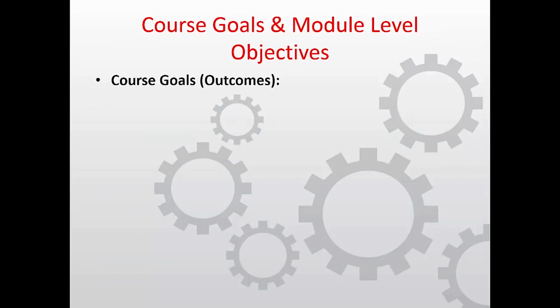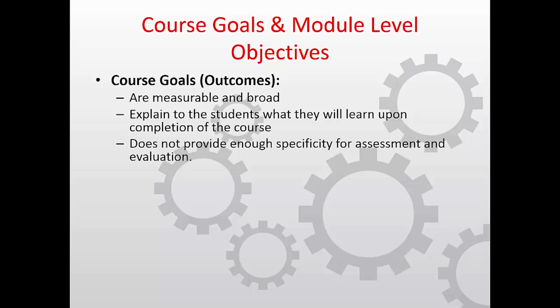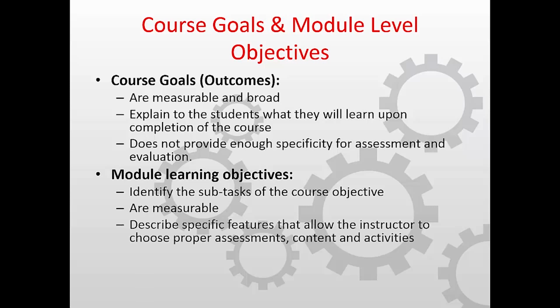Course goals and module level objectives. Our course goals, or outcomes as they are sometimes referred to, are measurable and broad. They explain to the students what they will learn upon completion of the course, but do not provide enough specificity for assessment and evaluation. Our module learning objectives help identify the subtasks of the course objectives. They are measurable. They describe specific features that allow the instructor to choose proper assessments, content, and activities. And they precisely describe what you want your students to be able to do.